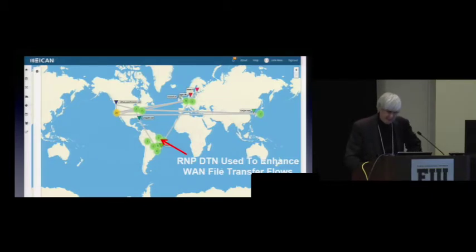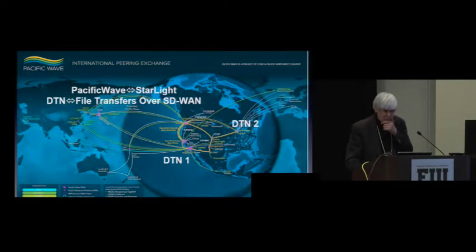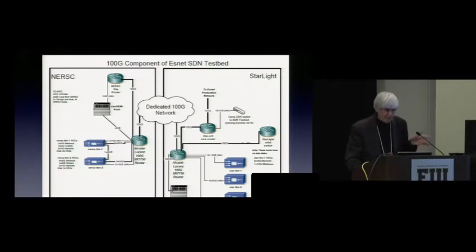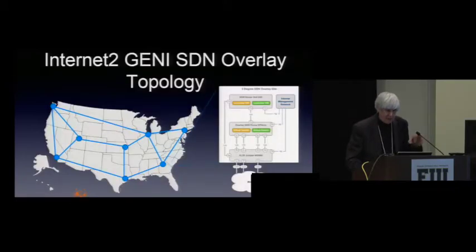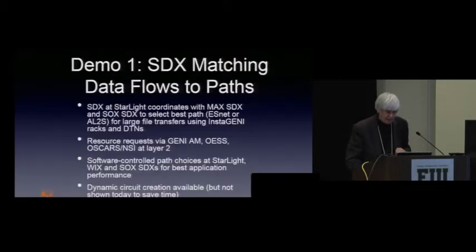And then just to reference some of the RNP work being done with DTN. So DTN is an appliance for large-scale transfers. So if you do want to do a large-scale transfer, DTNs can help. We're not going to show this as a demo, but we want to refer to it. We did some large-scale file transfers between DTNs in California and at Starlight very successfully with dynamically provisioned VLANs. And this is a reference to ESNet's SDN fabric, and Internet 2 is also doing SDN overlay.